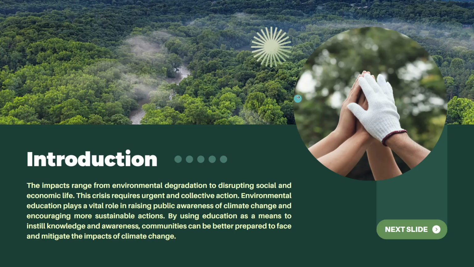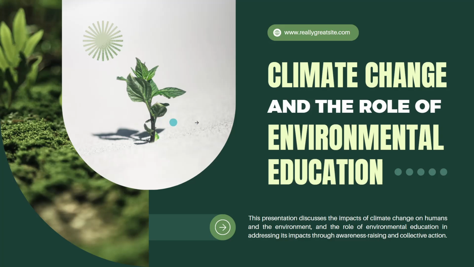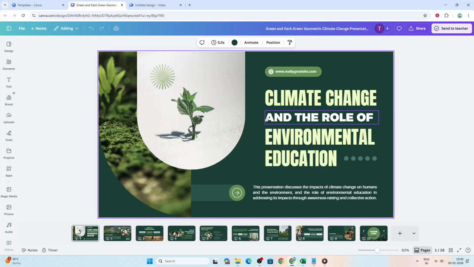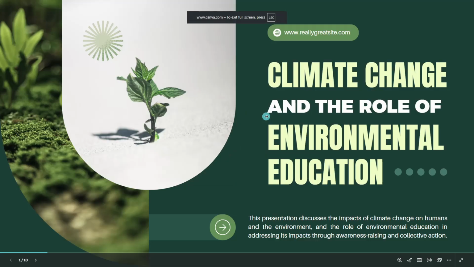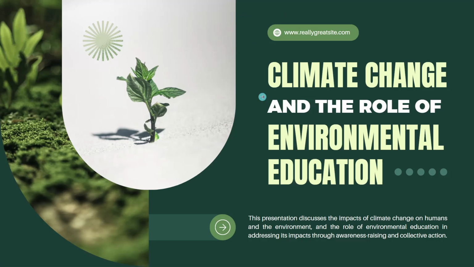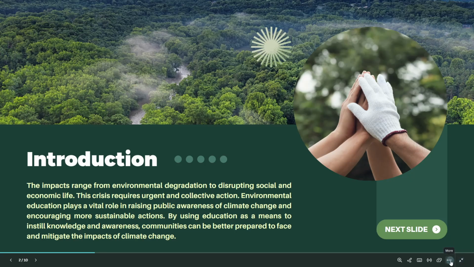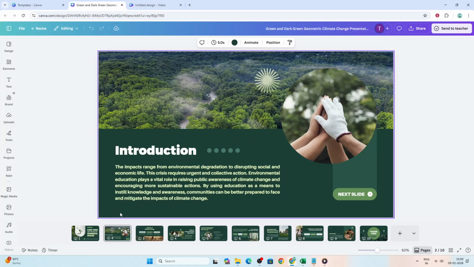When it's time to exit full screen, you have two simple options. Press the Escape key on your keyboard to return to the editor immediately, or move your cursor to bring up the on-screen controls, and click the Exit Full Screen icon with the contracting arrows in the bottom navigation bar. Either way, you'll land right back where you left off in your design.